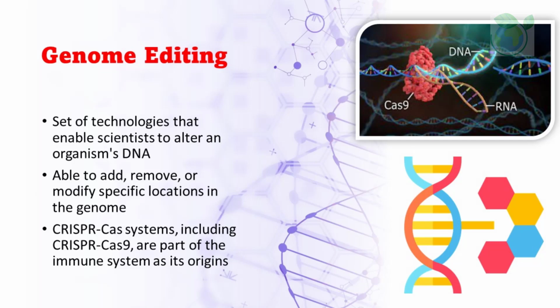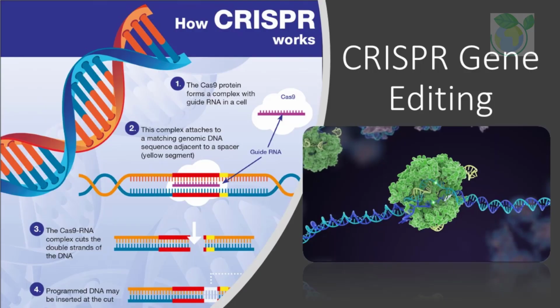CRISPR-Cas systems, including CRISPR-Cas9, are part of the immune system of prokaryotes, single-cell organisms without a nucleus, and protect them from viral infections by cutting the nucleic acids of invading viruses. CRISPR-Cas systems are part of the adaptive immune response of prokaryotes, such as bacteria and archaea.